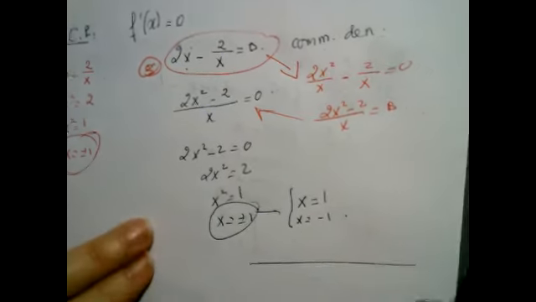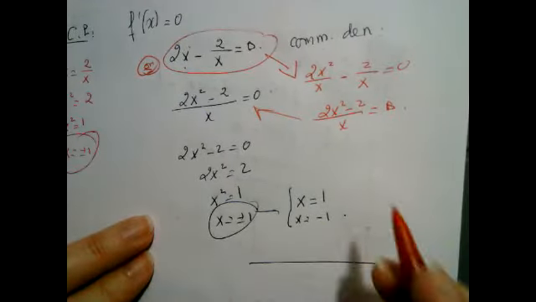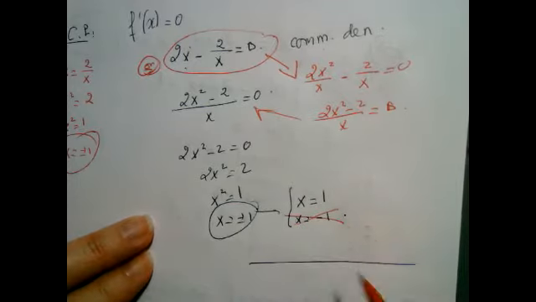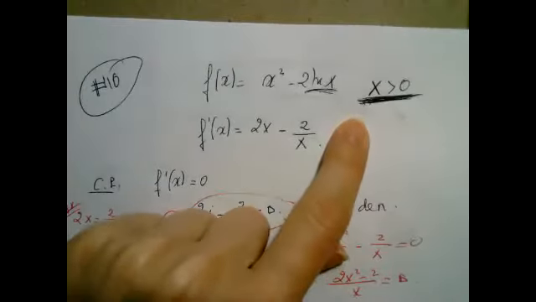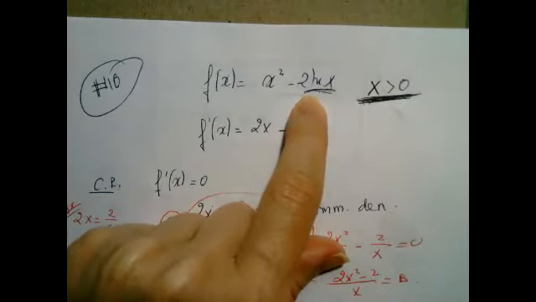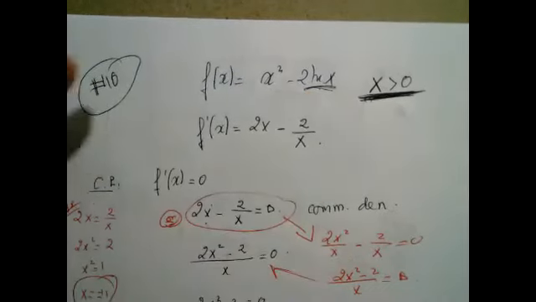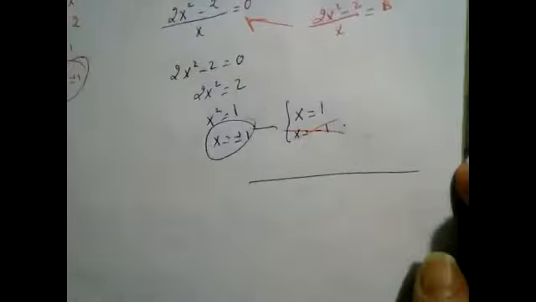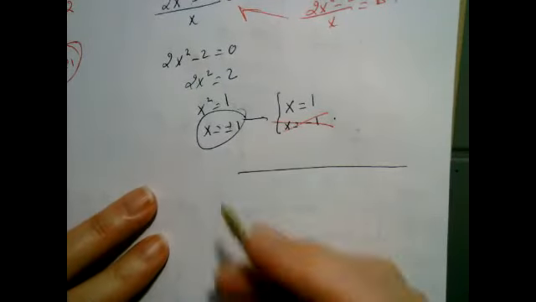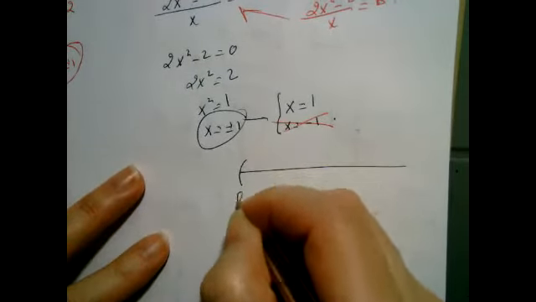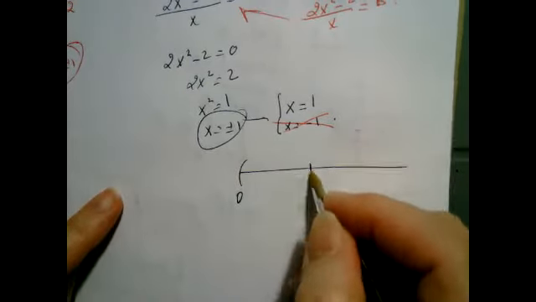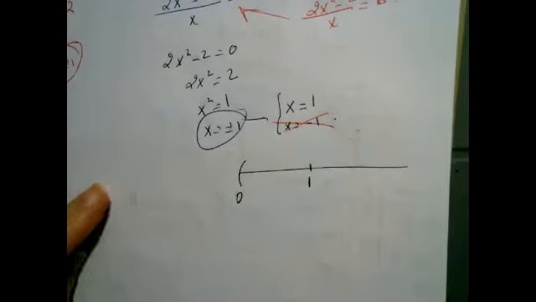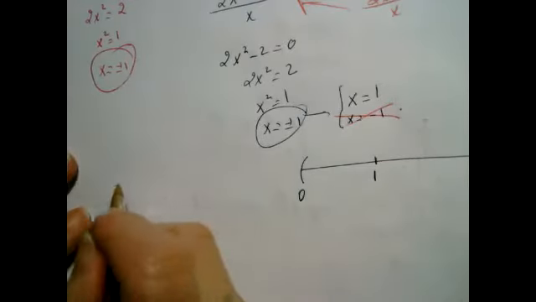Okay, so now x equal 1, these are the critical points. But this one has to go, because my domain is x positive, because we're talking about the ln. So I have to throw away the negative value. So x equal to 1. Now, here on my number line, I have to be careful. I put 0 because that's my domain, and this is 1. Now the test point.